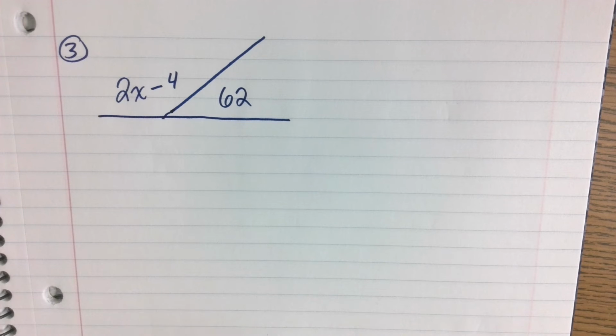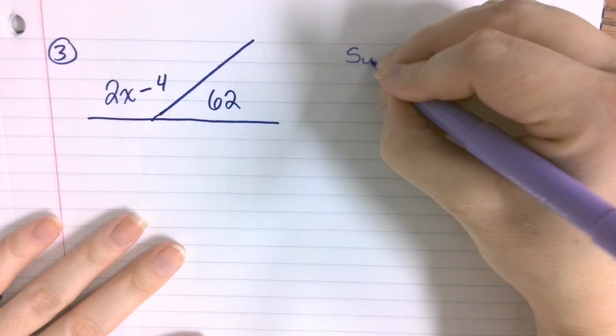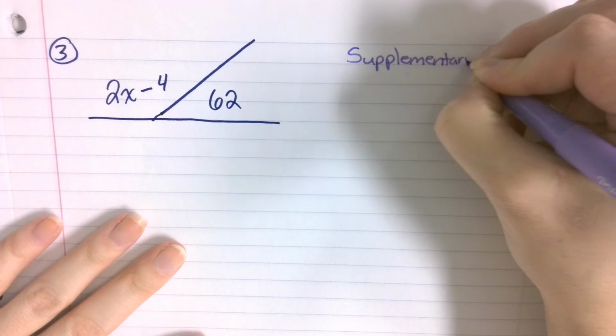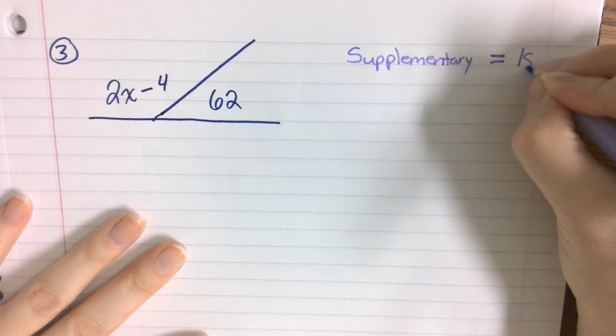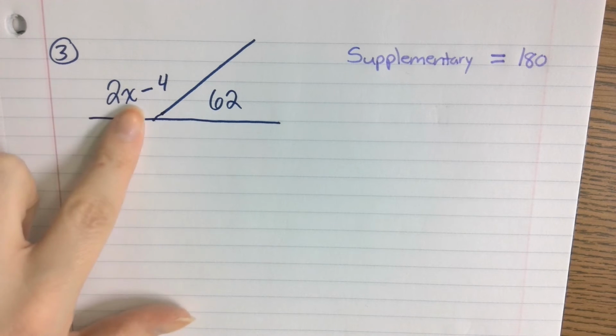What kind of angle relationship is this one? Supplementary. This is supplementary. Supplementary equals how many degrees? 180. Okay, so this is supplementary. This is equal to 180 degrees. So again, we take the first angle.